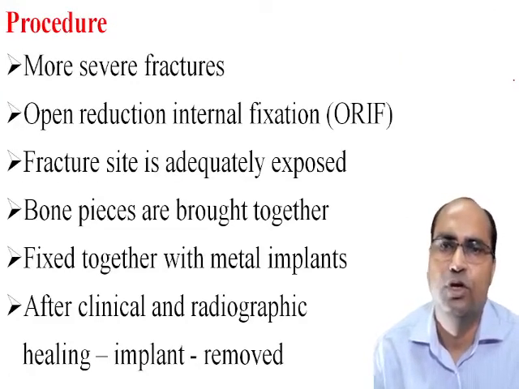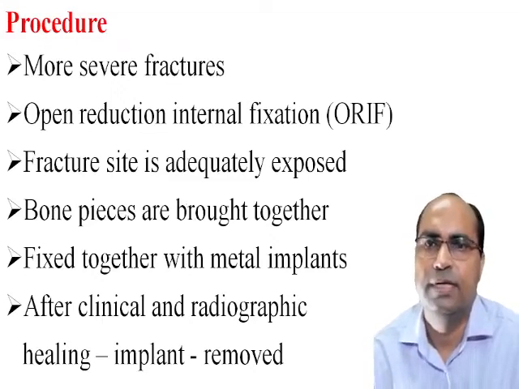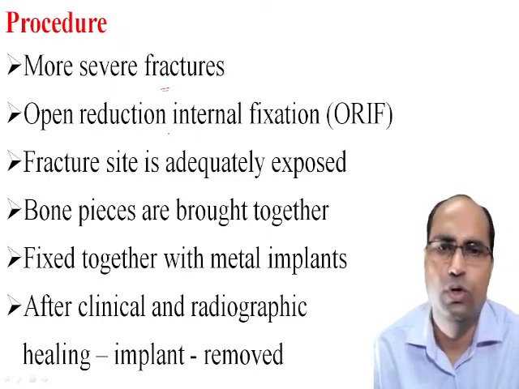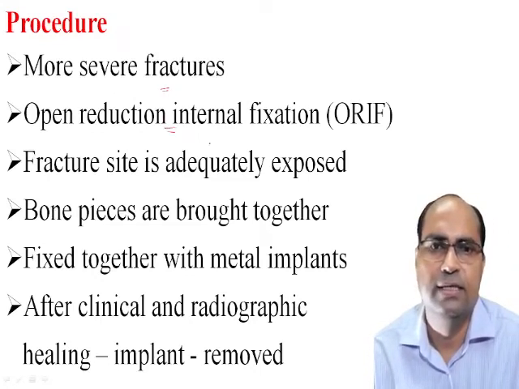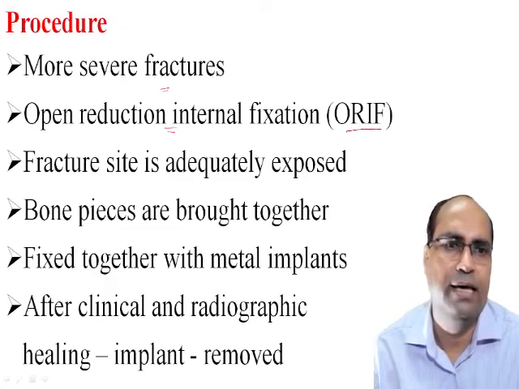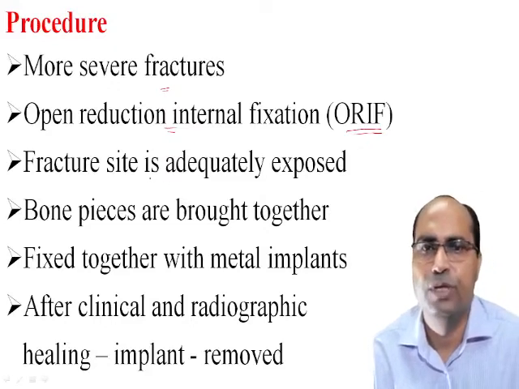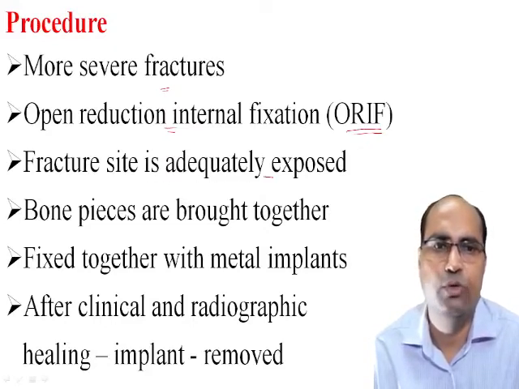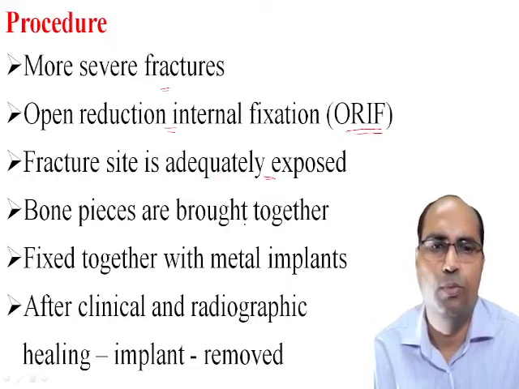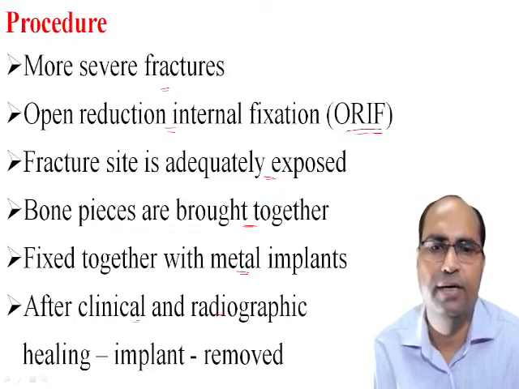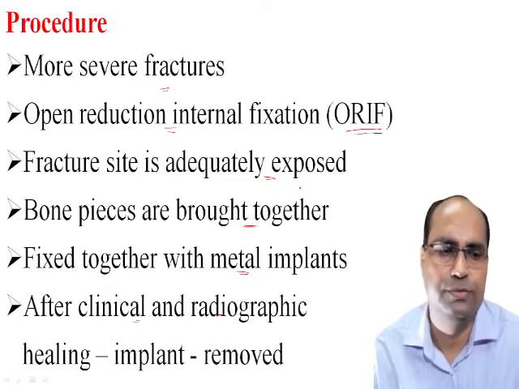Procedure. This is most indicated in the most severe fractures. The open reduction is followed by internal fixation. So, in orthopedics, this is known as ORIF, open reduction internal fixation technique. The fracture site is adequately exposed. Bone pieces are brought together and fixed together with a metal implant. After clinical and radiographic healing, the implant is removed.